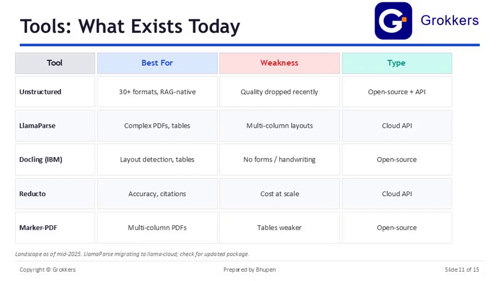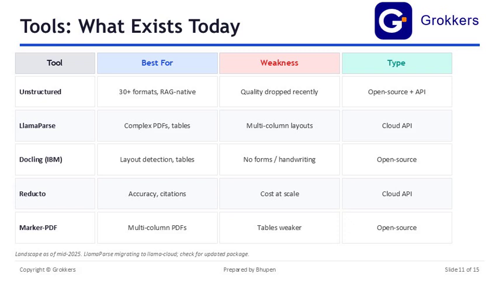Unstructured has the broadest format support, over 30 file types, and was purpose-built for RAG workflows with multiple chunking strategies. It is worth noting that some practitioners report quality has dropped in recent versions, so testing on your specific document types is essential before committing.